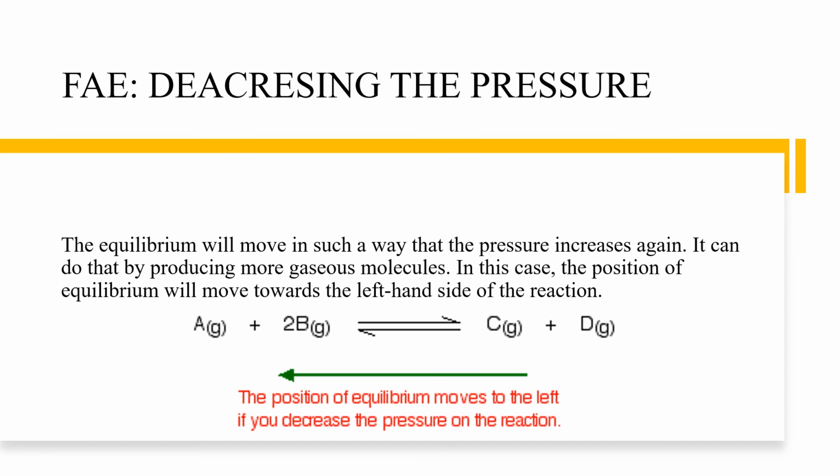Decreasing the pressure: the equilibrium will move in such a way that the pressure increases again. It can do that by producing more gaseous molecules. In this case, the position of equilibrium will move towards the left hand side of the reaction.